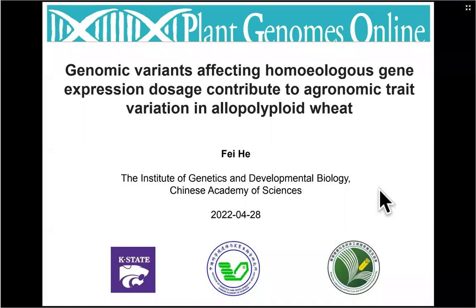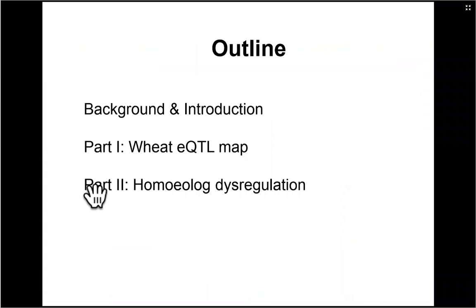Hello, everyone. Thanks to the organizer for giving me the opportunity to talk about my recent work on the relationship between gene expression and the agronomic traits in polyploid wheat. I'm Fei He from the Institute of Genetics and Developmental Biology, Chinese Academy of Sciences. First, I'll talk about some background.